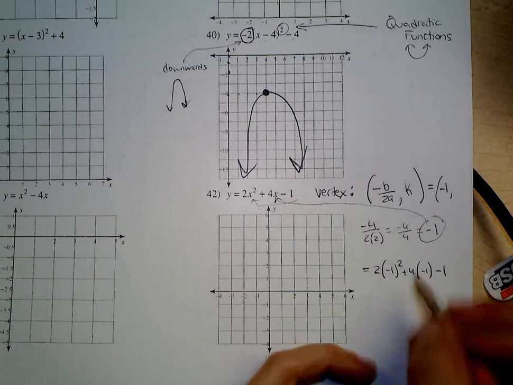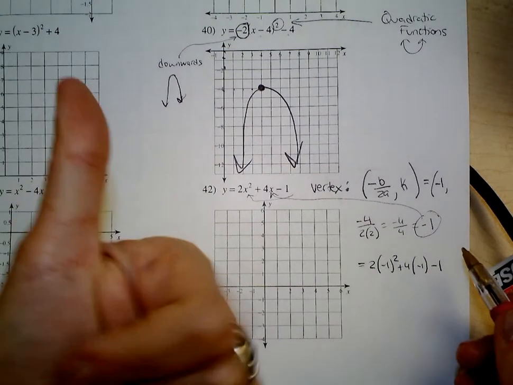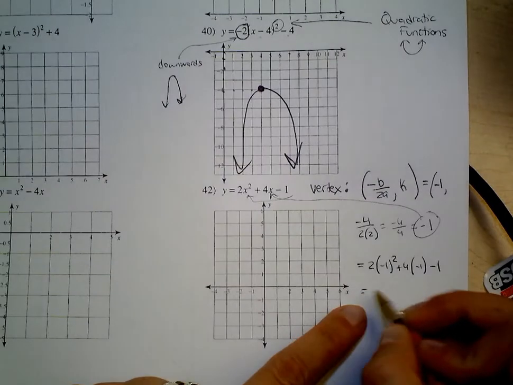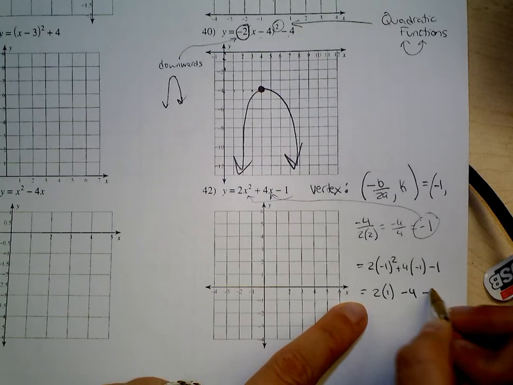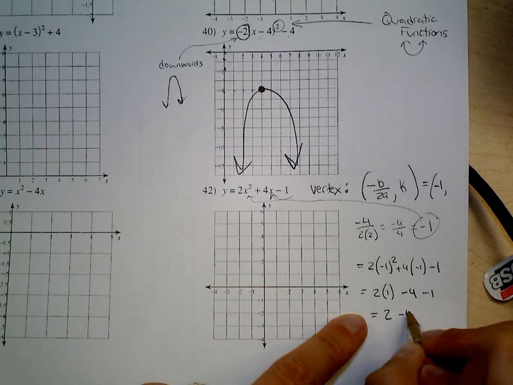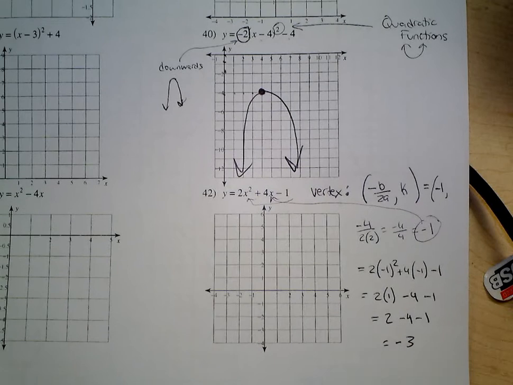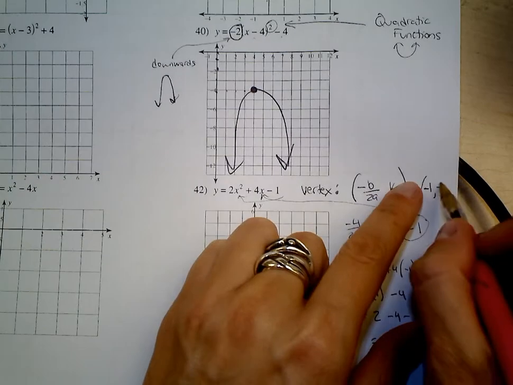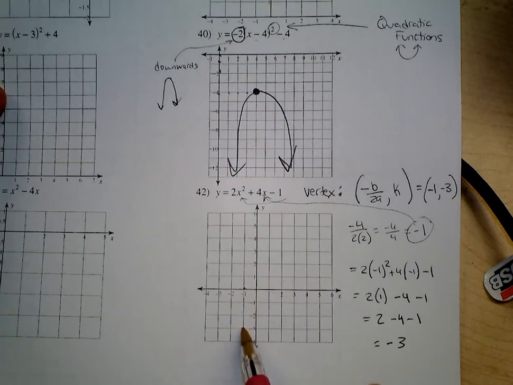Okay, negative 1 squared gives me a positive 1, because negative 1 times negative 1 is positive 1. So 2 times a positive 1, 4 times negative 1, negative 4, minus 1. Well, I know this is 2 minus 4 minus 1. Okay, 2 minus 4 gives me a negative 2. Negative 2 minus 1 gives me a negative 3. So I have negative 1 comma negative 3. I'm going to plot that. Negative 1, 1, 2, 3.